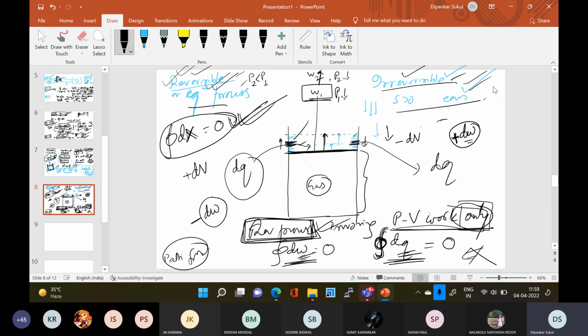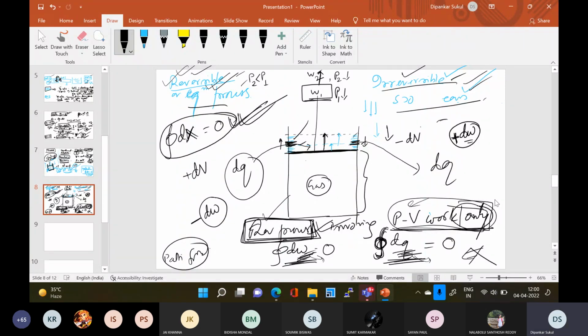So one thing you can see is that the property of a path function can be converted into a property of a state function by applying certain conditions. Here, what are those conditions for W and Q? The process should be reversible and there should be PV work only, pressure volume work only. Then the property of a path function is being converted to that which is applicable for a state function.